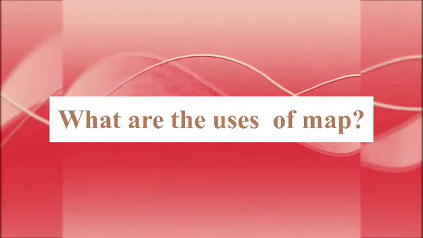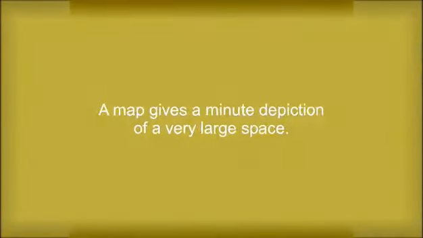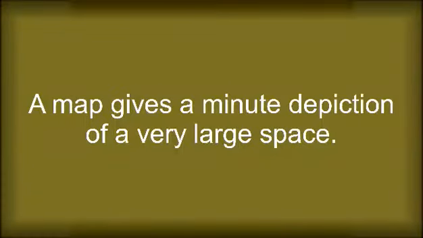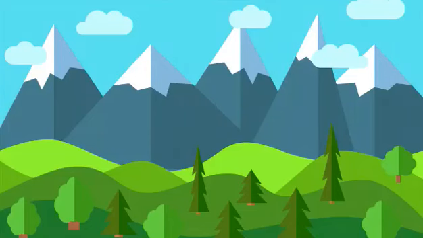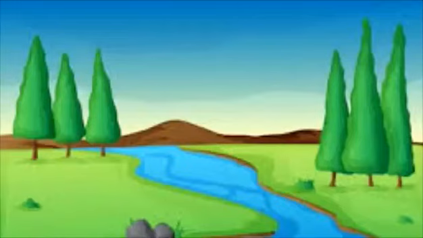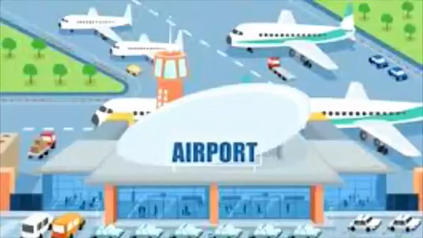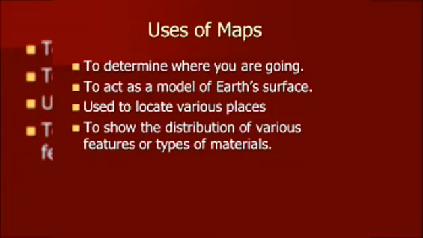What are the uses of a map? A map gives a minute depiction of a very large space. It acts as a guide in places which we have never visited before. They give us the distance to places, mountains, rivers, railway stations, airports, etc.